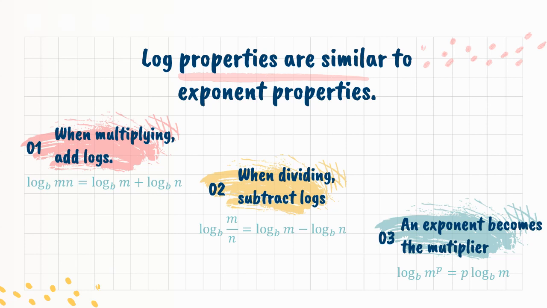The second log property is that when we're dividing, we subtract logs, similar to exponents again. In that log b of m divided by n, we subtract log m minus log n. And then the third exponent or log property is that an exponent becomes a multiplier. So when we have the log of m to the p power, it becomes p times the log of m. And we're going to use that one going both ways as well to help us simplify, and eventually be using these to help us solve.